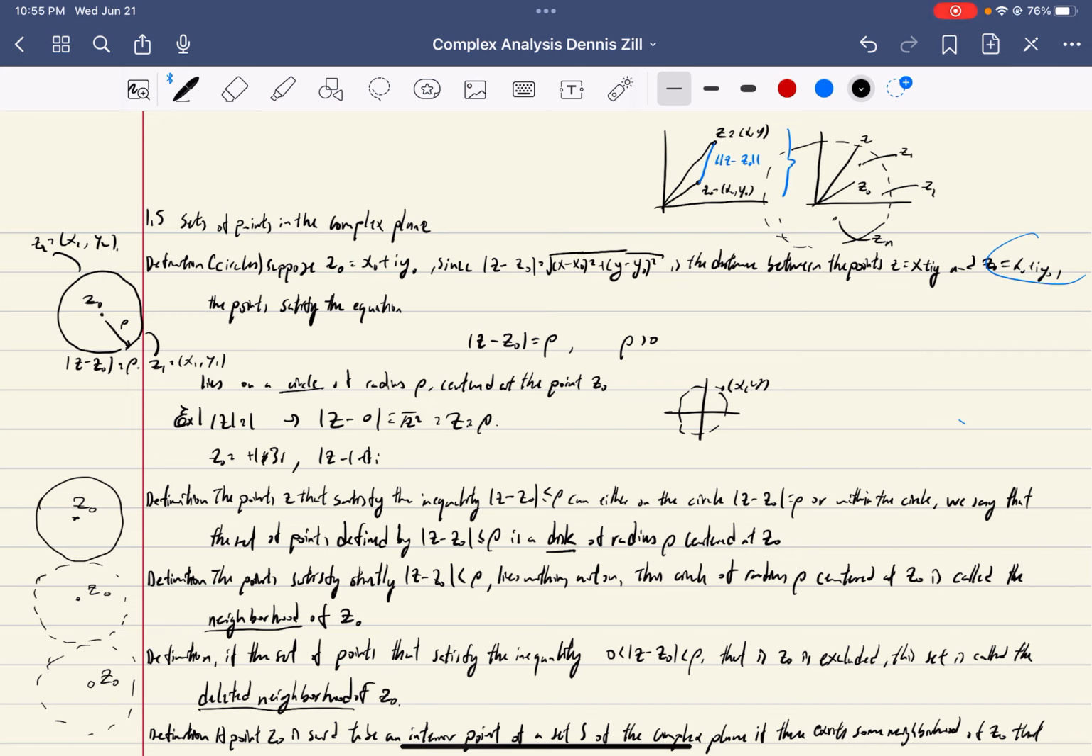Sorry, minus 1 plus 3i. So this is minus, this is plus. They want the radius to be 5. Now we want to draw it. So z minus, how about we factor out the negative sign, which is exactly our z0.